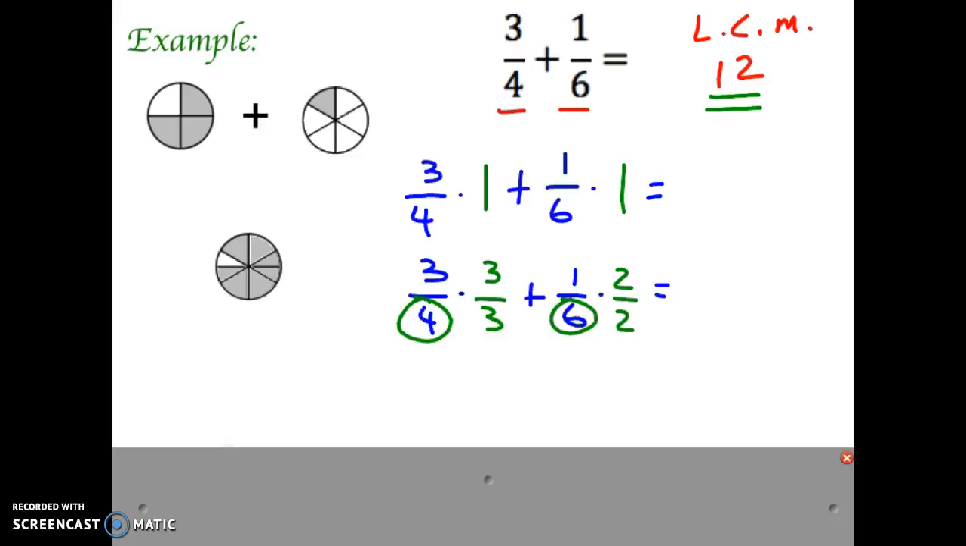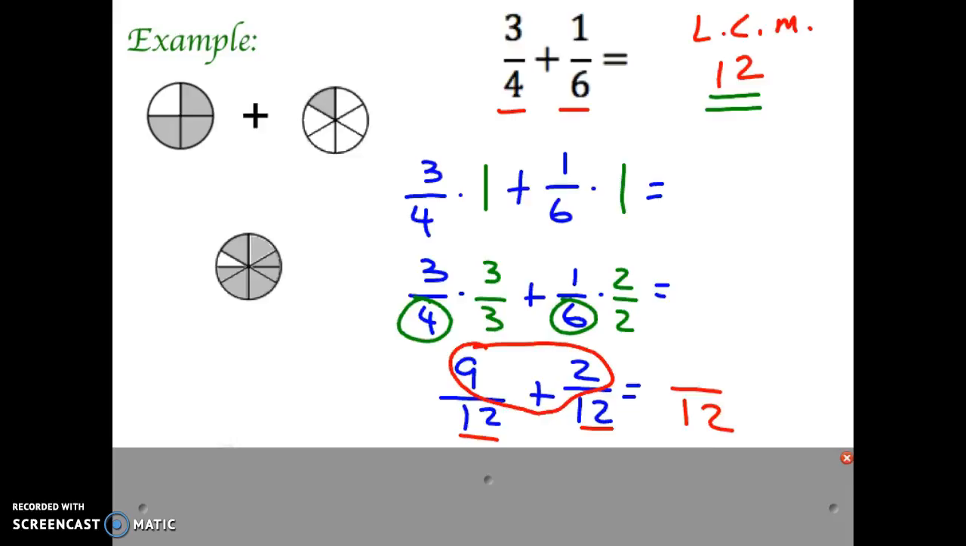So if we do the math, 3 times 3 is going to give us 9, 4 times 3 is going to give us 12. On the right pair of fractions, we got 1 times 2 is 2, 6 times 2 is 12. We now have two fractions with common denominators, so we can do what we normally do, which is keep the denominator the same and add the numerators.